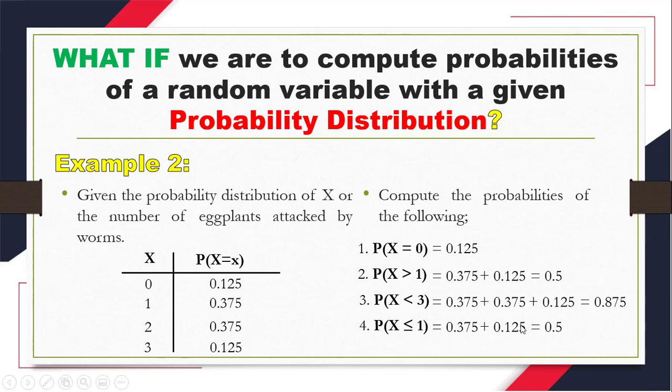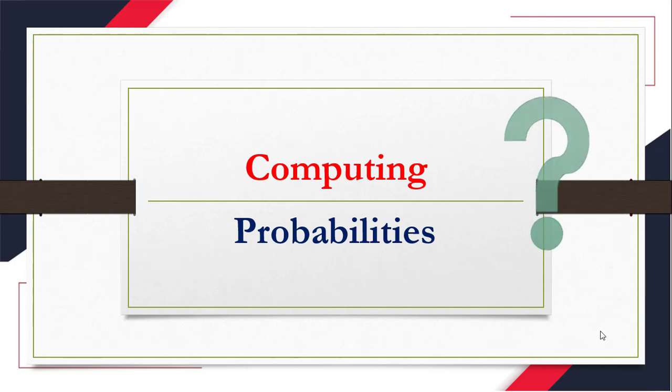It's actually very easy to determine the probabilities of a random variable with a given probability distribution. You only need to add the corresponding probabilities determined by the question, as we have done in the examples. So, are you ready to test your understanding about computing probabilities of a random variable with a given probability distribution? Great. Let us have computing probabilities.